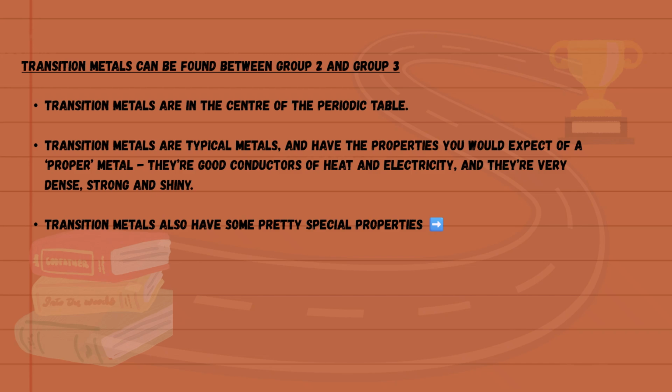Transition metals can be found between group 2 and group 3. These transition metals are in the center of the periodic table. Transition metals are typical metals and have the properties you would expect of a proper metal. For example, they're good conductors of heat and electricity, and they're very dense, strong, and shiny. Transition metals also have some pretty special properties, which is on the next slide.